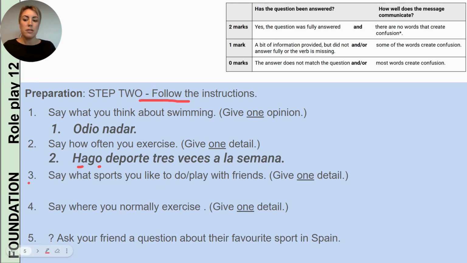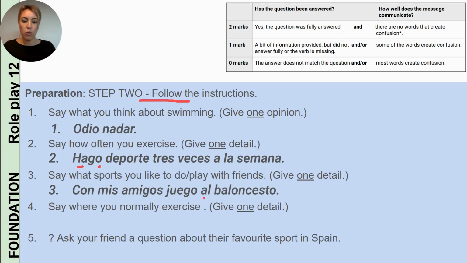The third sentence says, say what sports you like to do or play with friends. So give one detail. I just have to say one. So I'll say, con mis amigos juego al baloncesto. So with my friends, I play basketball. I can also say juego al baloncesto and then con mis amigos. Okay, it doesn't matter. The order wouldn't change the meaning. Right, so I gave one detail.